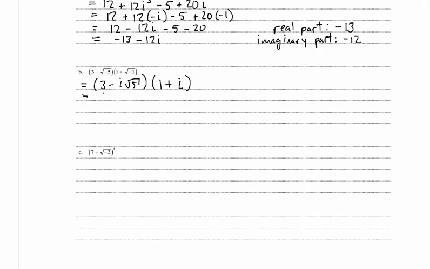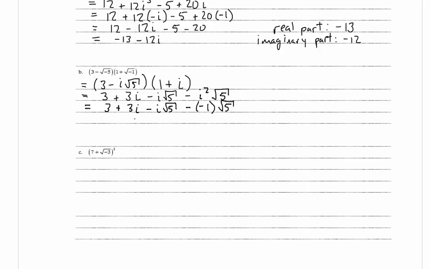So we have 3 times 1 is 3. 3 times i is 3i. And then we have negative i square root of 5 times 1, which is negative i square root of 5. And then we have negative i square root of 5 times i. So we have negative i squared times the square root of 5. And now I'm going to write my i squared as negative 1. So I have 3 plus 3i minus i square root of 5. And then I have minus, and I have negative 1 times the square root of 5.